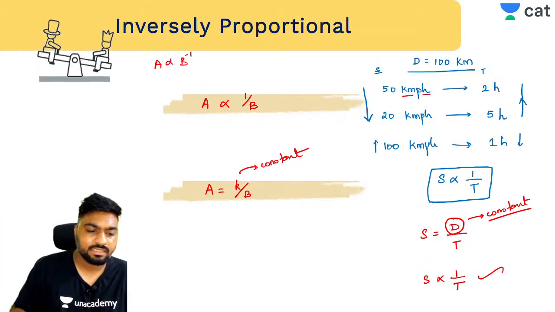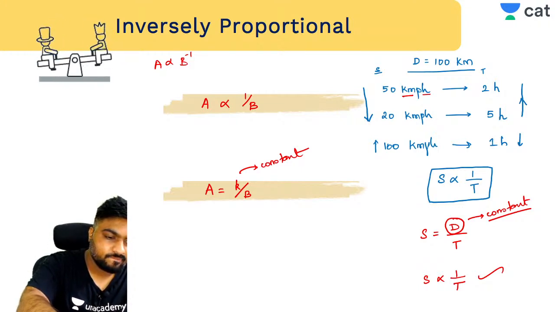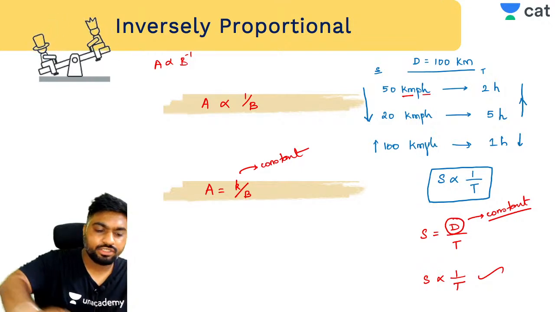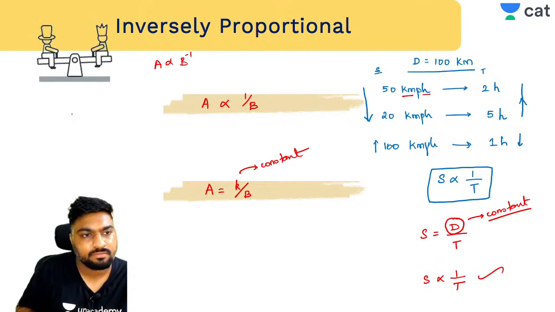Directly proportional, inversely proportional. Any doubts, guys? Anybody? No issues, right? All clear? Shall we go for some examples? Are you ready for some examples?